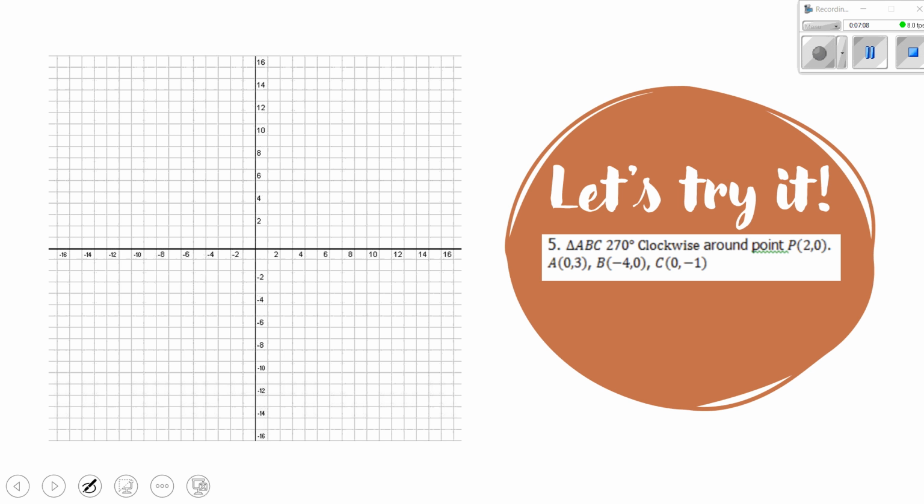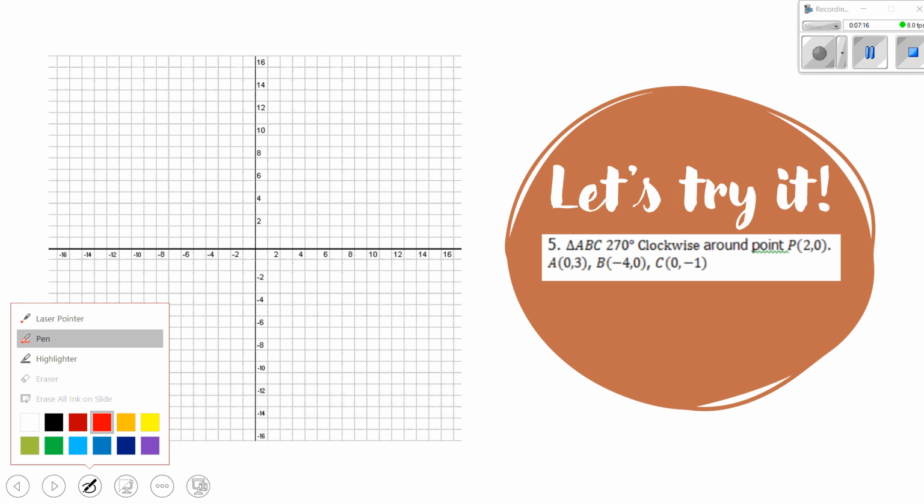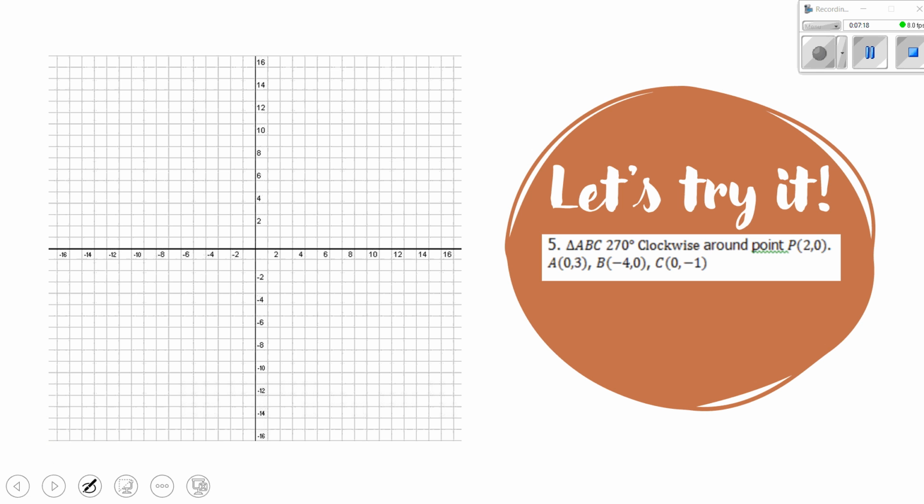So let's try one example. We're going to rotate triangle ABC 270 degrees clockwise, which, if you'll recall, we don't usually go clockwise, so this is the same thing as 90 degrees counterclockwise. So we're actually rotating it 90 degrees counterclockwise around the point 2, comma 0. We start with A at 0, 3. Your first step is to subtract out the original point. So we're going to subtract out that 2 and that 0, and it turns into negative 2, 3.